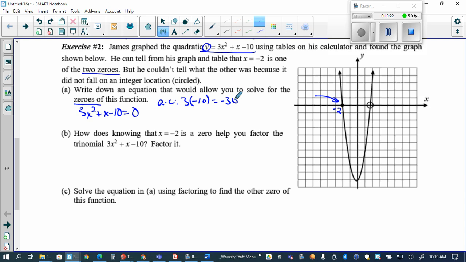6 and -5. So let's check. 6 times -5, is that -30? And that's a 3, the same as up here. And what is 6 minus 5? Right, because that's a 1 there, isn't it?